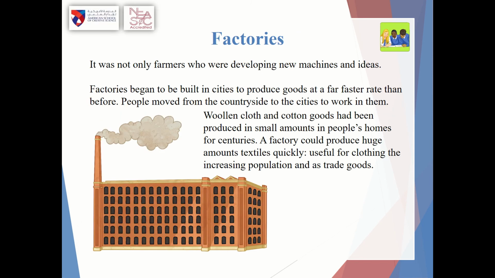The factories are the third factor. It was not only farmers who were developing new machines and ideas. Factories began to be built in the cities to produce goods at a far faster rate than before. People moved from the countryside to the cities to work in them. Woolen cloth and cotton goods had been produced in small amounts in people's homes for centuries. A factory could produce huge amounts of textiles quickly, useful for clothing an increasing population and as trade goods.